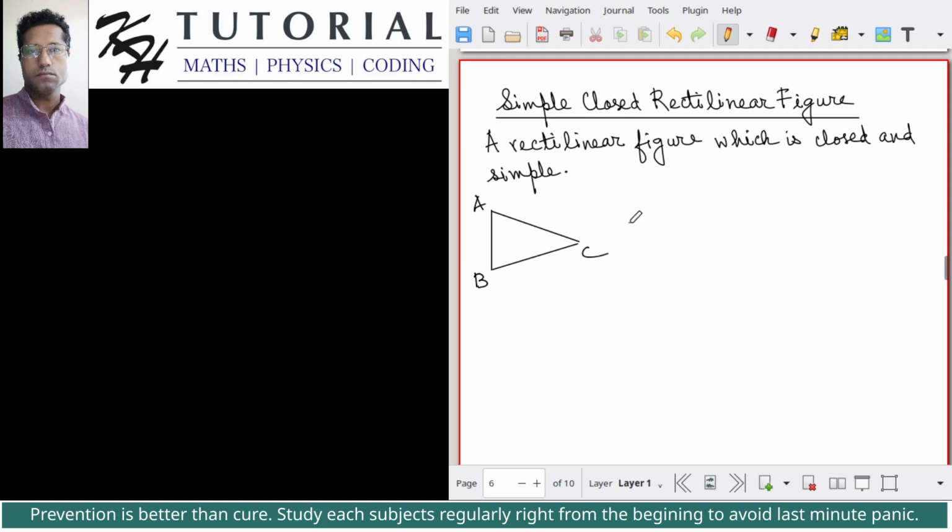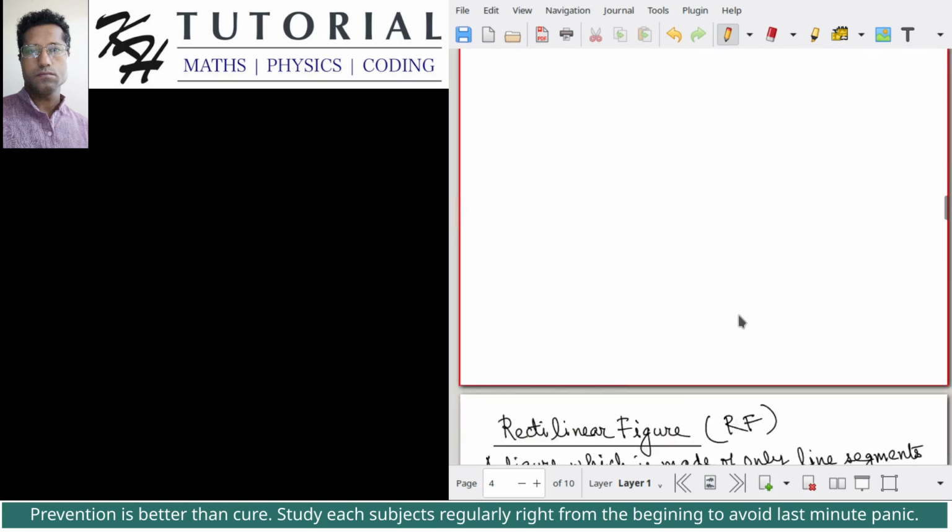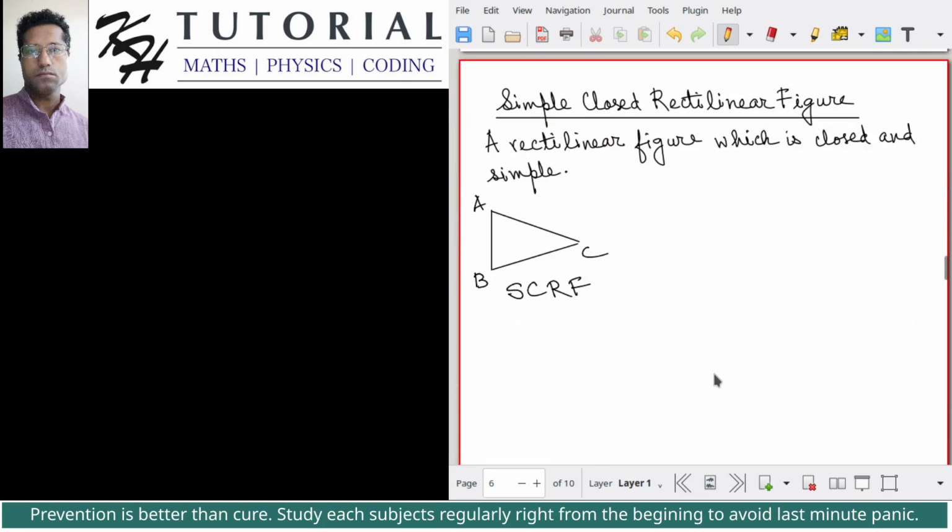So this is a simple closed rectilinear figure. I am abbreviating RF for rectilinear figure. So this is a correct simple closed rectilinear figure.